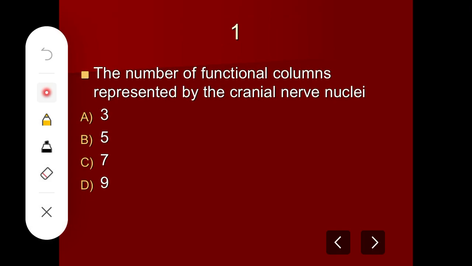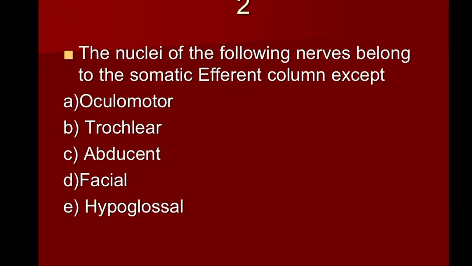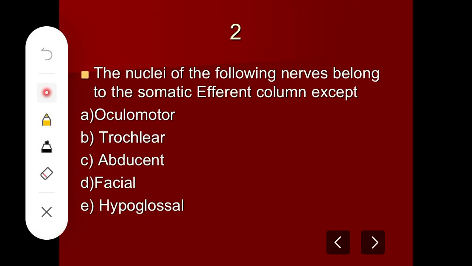The number of functional columns represented by cranial nerve nuclei is 3, 5, 7, 9. What's the answer? It's a total number I'm asking. It's 7. Okay. The nuclei of the following nerves belong to the somatic efferent column, except what? Oculomotor nerve, trochlear nerve, abducens nerve, facial nerve, hypoglossal nerve. What's the answer? It is facial. Somatic efferent is represented by 3, 4, 6 and 12. So the answer is facial.